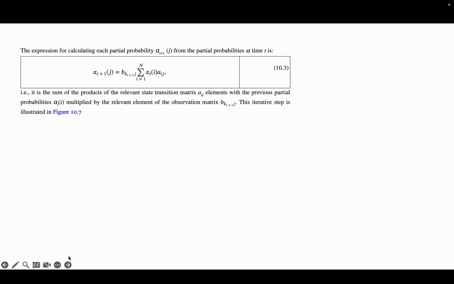And so here's the expression for creating each partial probability. What happens at time t plus 1? Which j state do you go to? You can calculate that from the partial probabilities at time t. It'll be the sum of the products of the relevant state transition matrix elements with the previous probabilities, multiplied by the relevant element of the observation matrix. So what does that mean? That means you take your observation matrix and you multiply that by all the possible transitions to get to the next state.